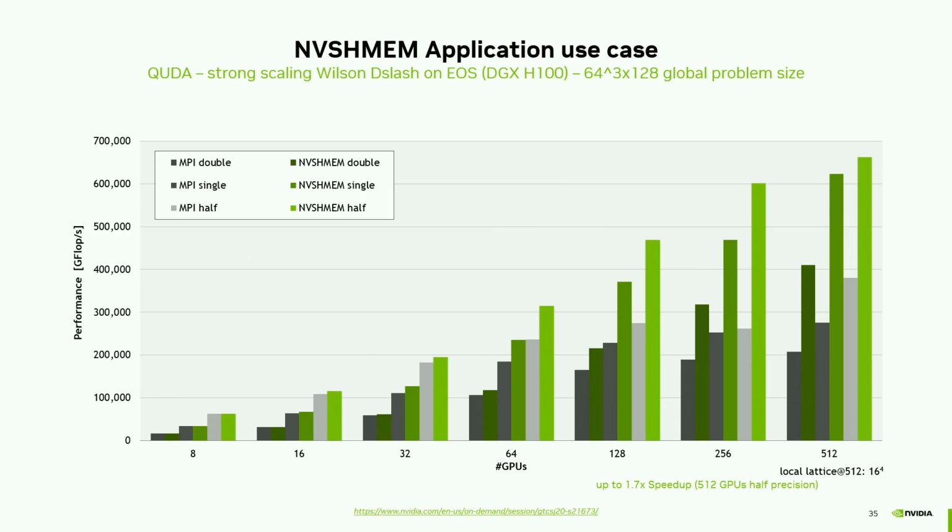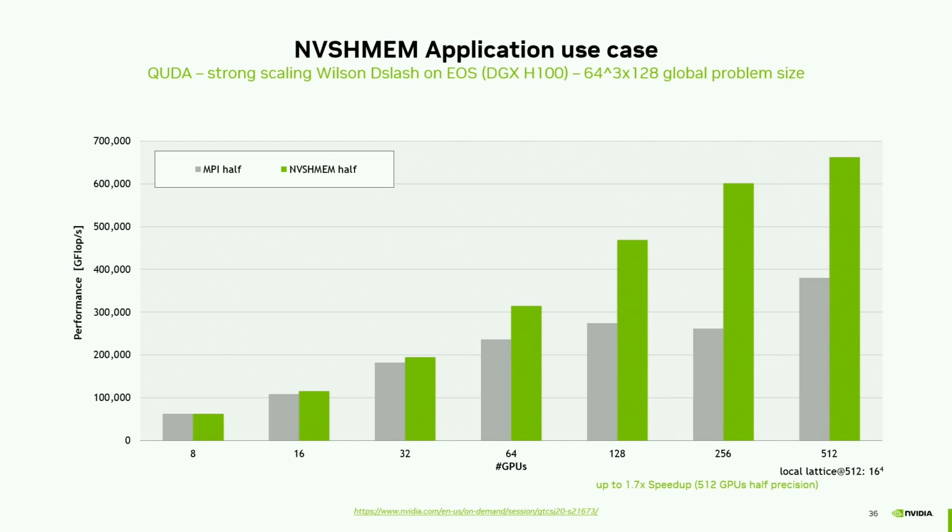This one is a relatively busy slide. We look at, again, EOS with DGX H100, 400 gigabit NDR, and we're strong scaling the given problem size up to 512 GPUs. We look here at three different precisions in MPI and NVSHMEM. The difference is largest with the lower precision because there we do less compute, so relatively speaking, the communication is more important. And if we zoom into that, we see that the further we scale out, the larger the performance difference is.